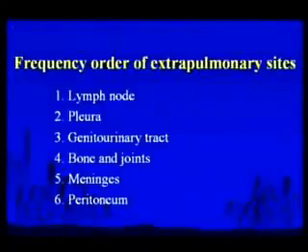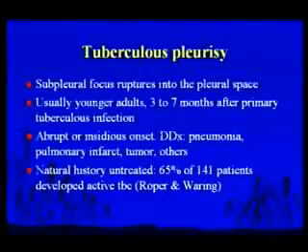Frequency of extrapulmonary sites: lymph nodes first, pleura, GU tract, bony joints, meninges, peritoneum. By no means should you memorize that list. Just remember that TB can infect these different sites. And on the next series of slides, we just kind of cover a few of these topics. Tuberculosis should always be considered as a cause of an undiagnosed pleural effusion.